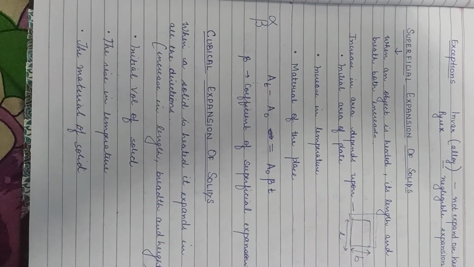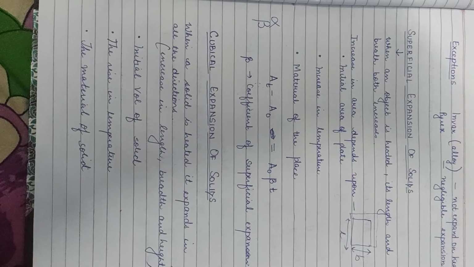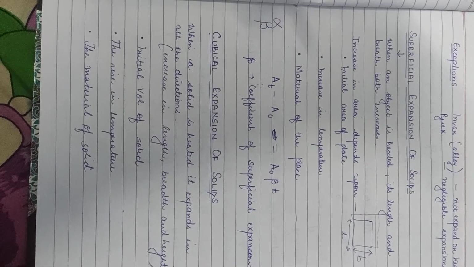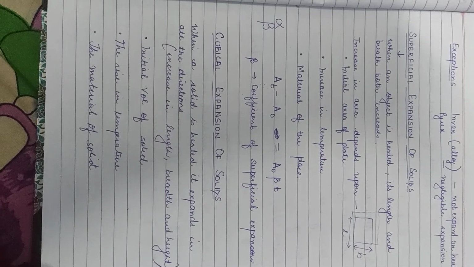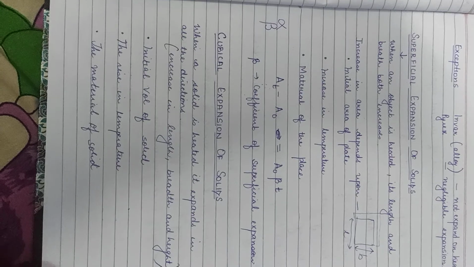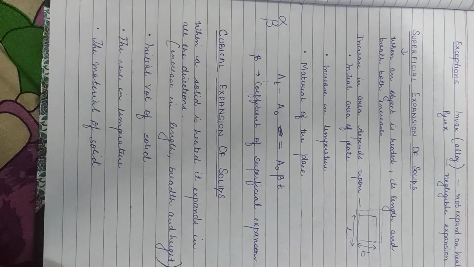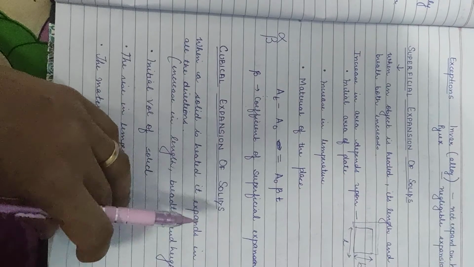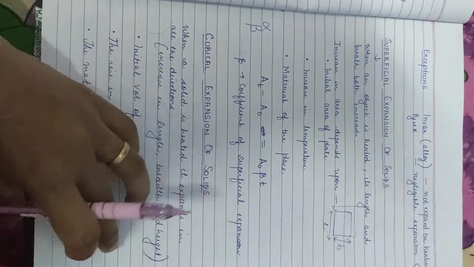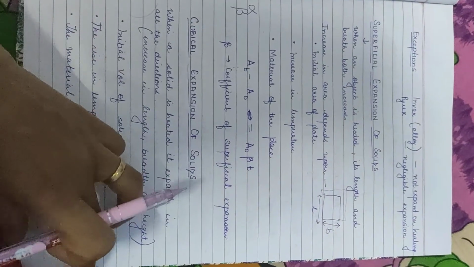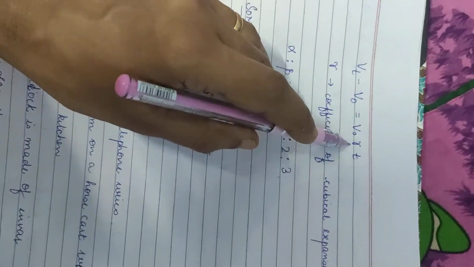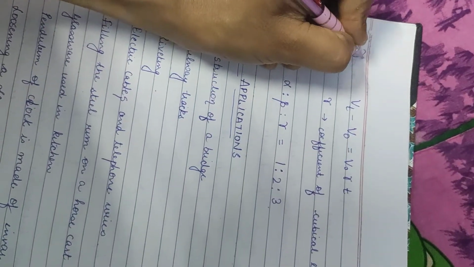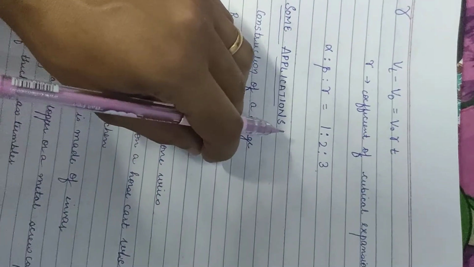Okay, and all the three depend upon the three factors, that is the original length, in superficial original area, in cubical original volume, increase in temperature in three cases, and material of the object in three cases. In this, now how we represent cubical? Similarly, like linear, we are having coefficient of linear expansion, and in superficial we are having coefficient of superficial expansion. Here we are having gamma as the coefficient of cubical expansion.